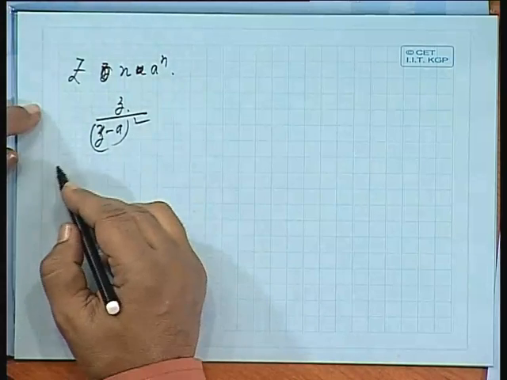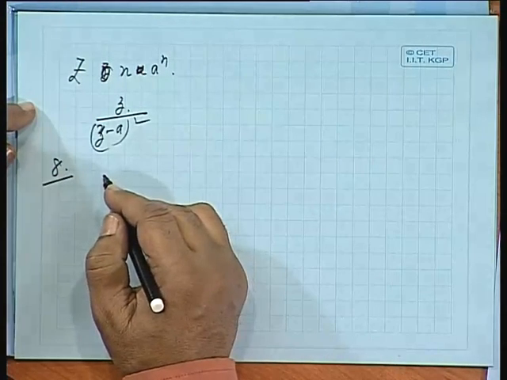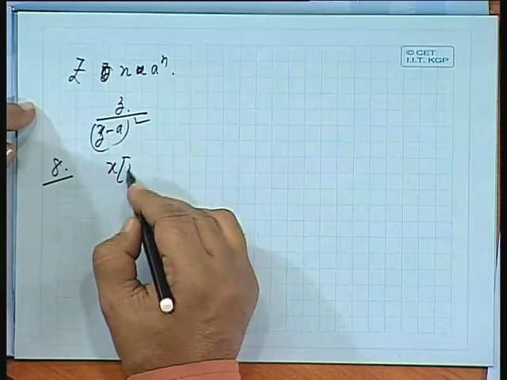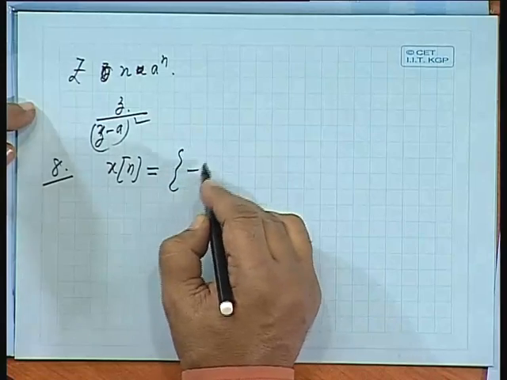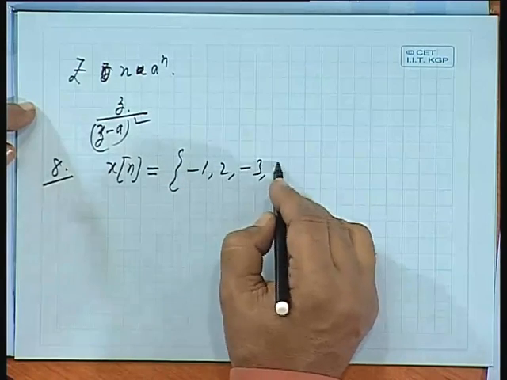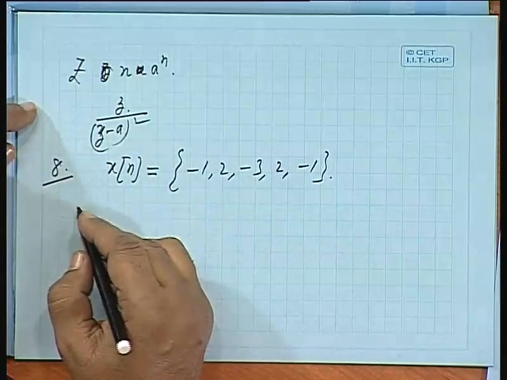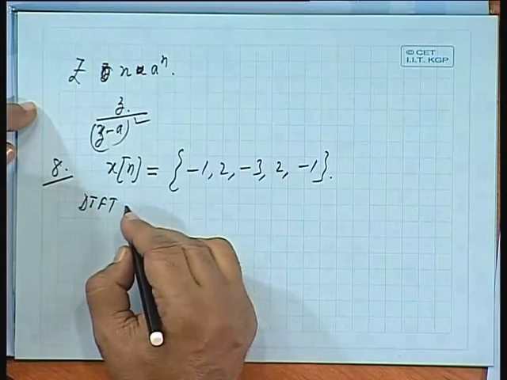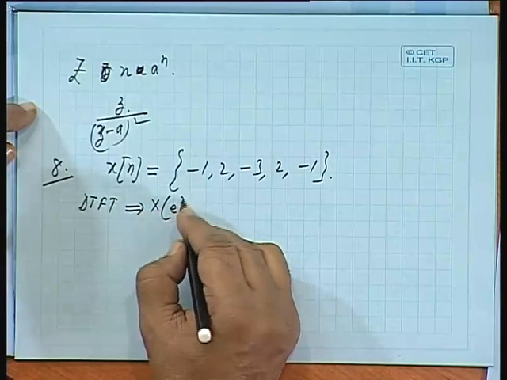The last one is: consider the signal x[n] equal to minus 1, 2, minus 3, 2, minus 1 with DTFT X(e to the power j omega).